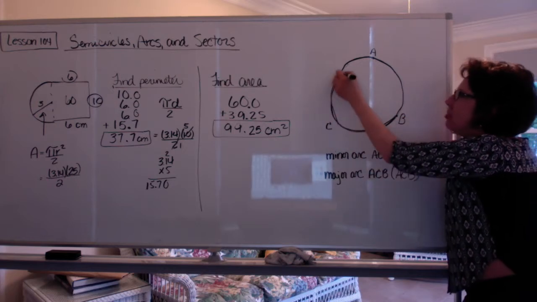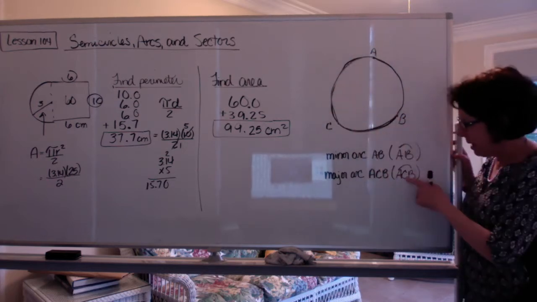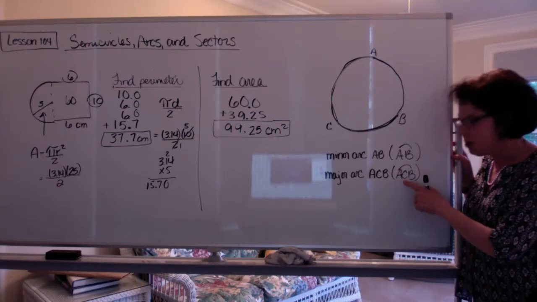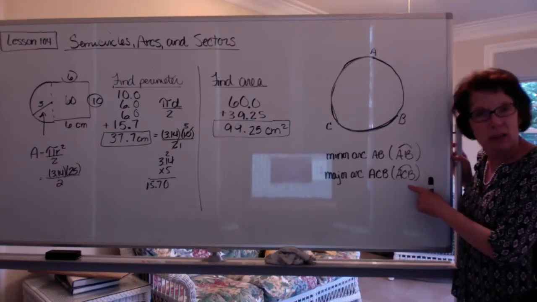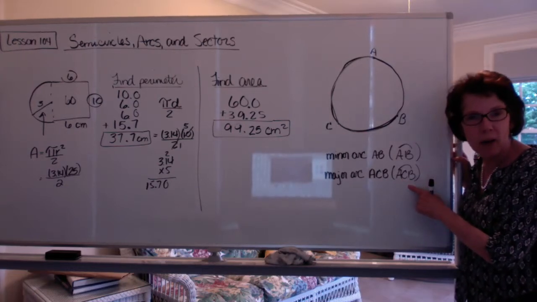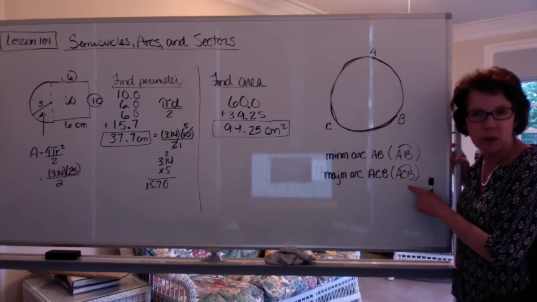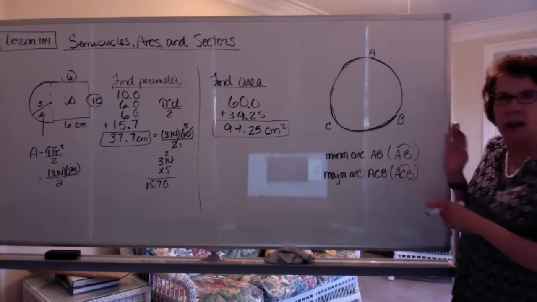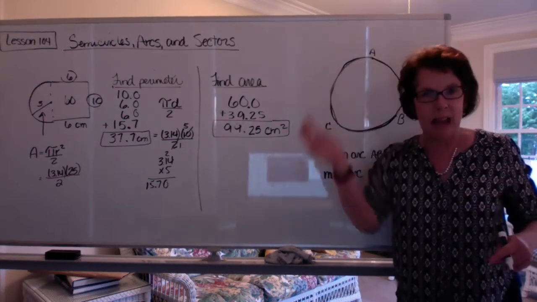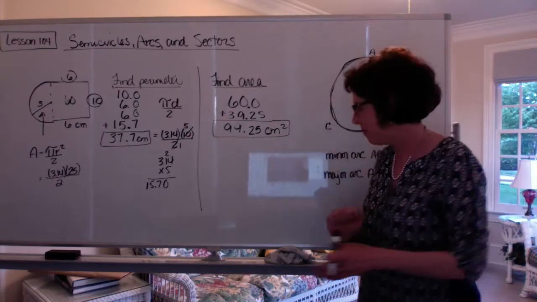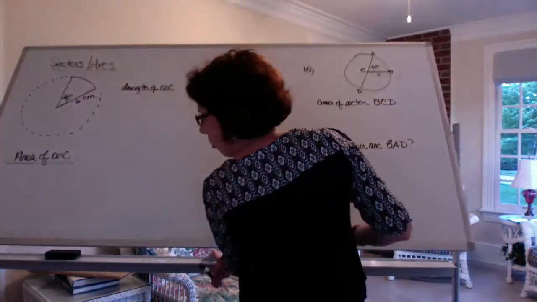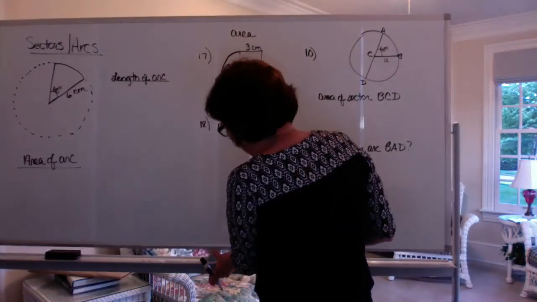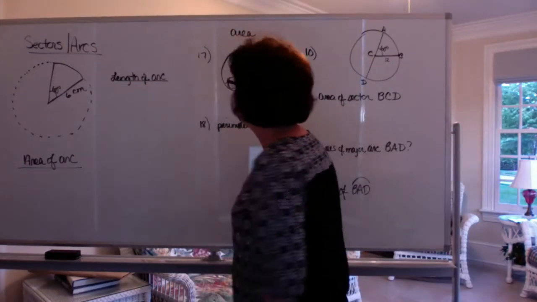My major arc is ACB. It starts at A, it goes through C, and then ends up at B. So my major arc is greater than 180 degrees. It's greater than half the circle, and a minor arc is going to be less than half of the circle's circumference. Okay? Now, let's go to the second page, or side, and we're going to do a couple more things, and then we're going to do some homework problems.